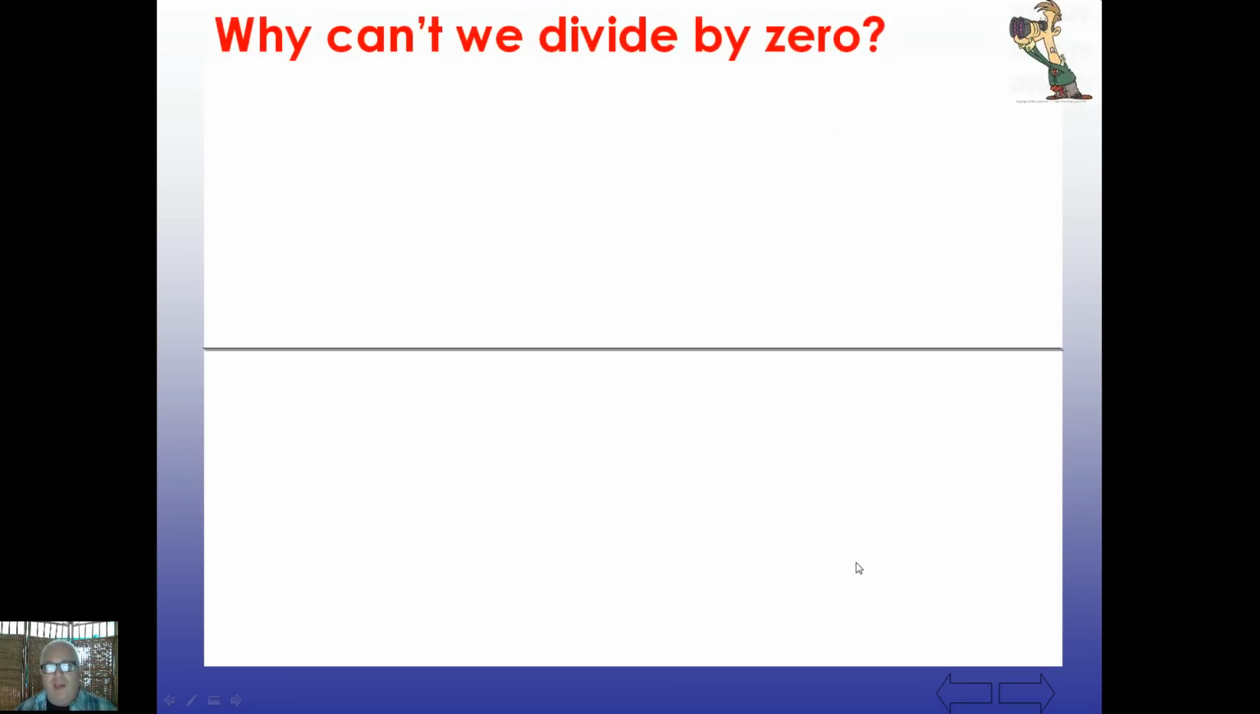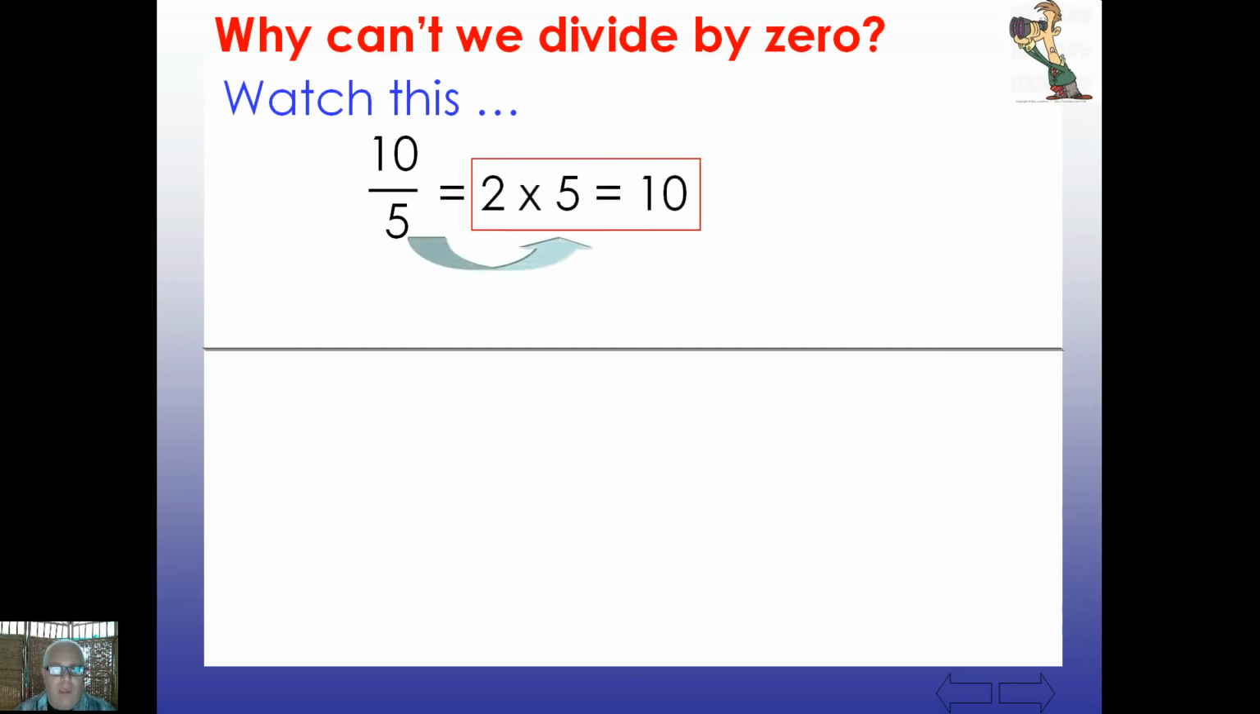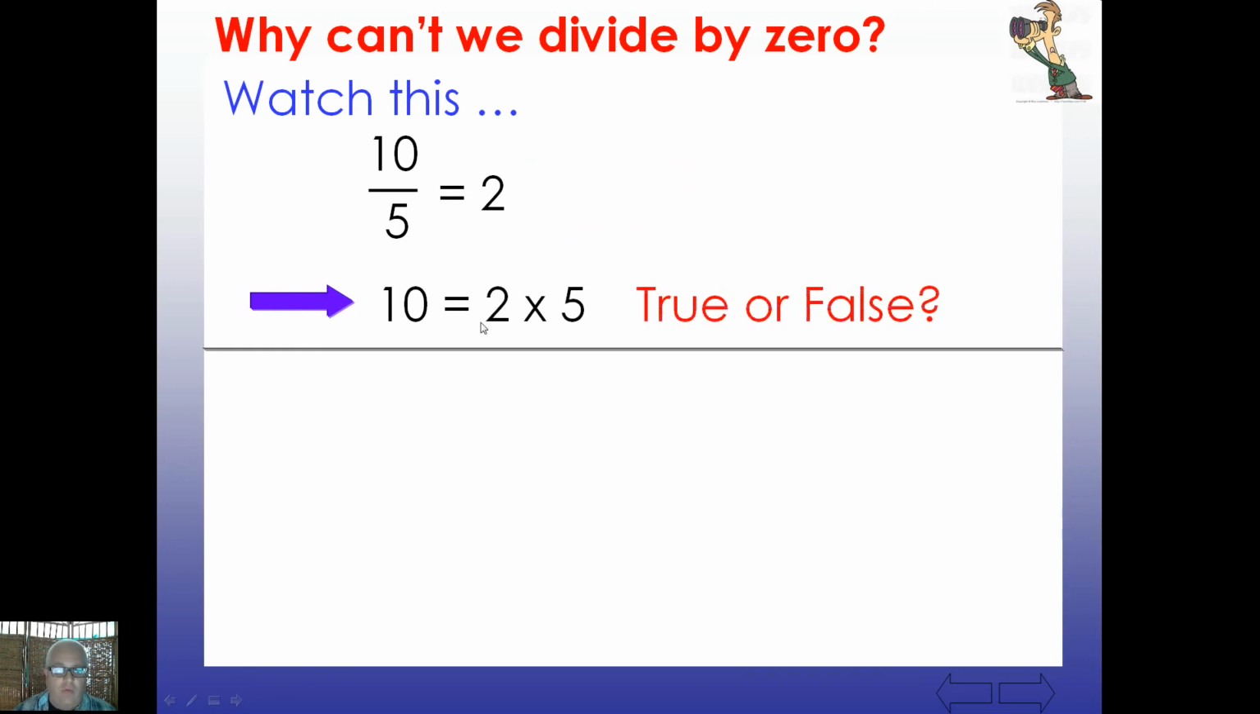So watch this. Why can't we divide by 0? So let me give you one example to kind of bring out the point here. 10 over 5. Well, now we know that answer is 2. 5 goes into 10 twice, but let's prove it using our math logic. So we know that 10 over 5 equals 2, and we can prove that by taking the denominator here and multiplying it by the quotient. 5 times 2 is 10. So we know that 10 equals 5 times 2. True or false? Of course, that's true.